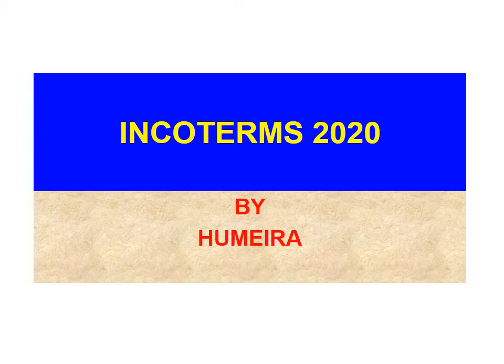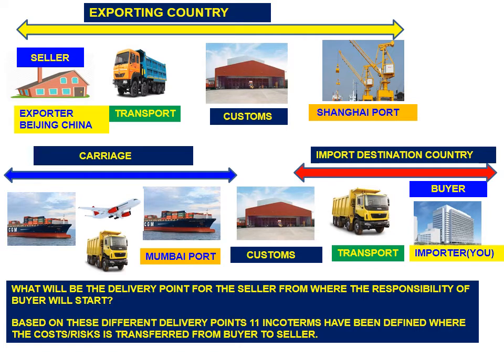So let's start with Incoterms 2020, and that is CFR. As we all know, there is a process involved from the exporter in the exporting country to the importer in the import destination country. Let us say the exporter is in Beijing, China. If he wants to export some goods to the buyer, the importer, there is inland transportation involved, the customs, the terminal charges, the Shanghai port, where he has to load the goods on board the vessel. Or the entire travel can be by different modes of transport: road, rail, or air.